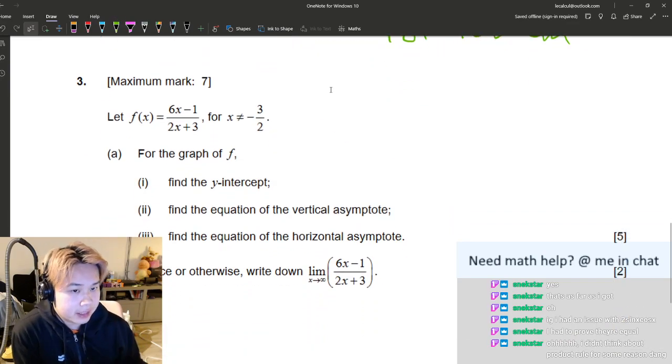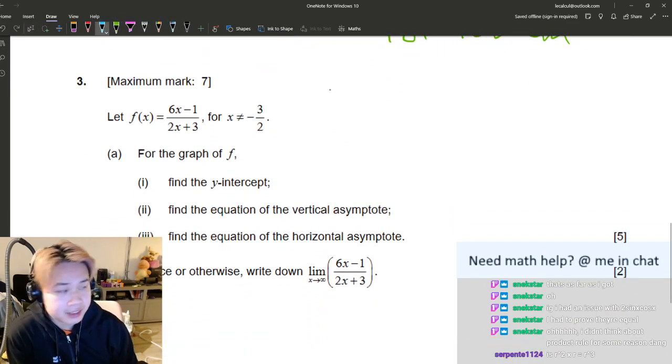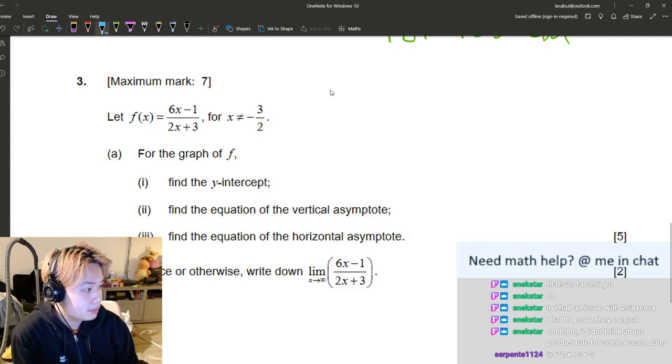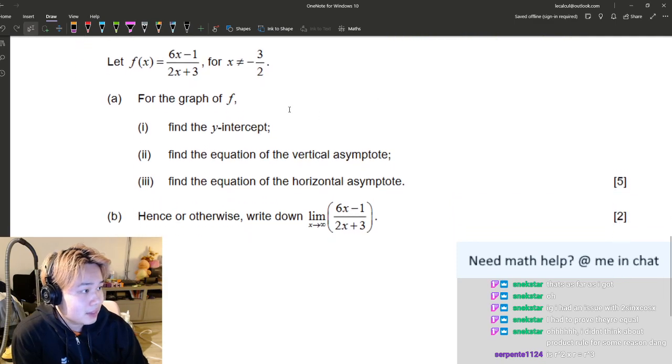Okay, next we have a rational function. Yes, r squared times another r would mean r to the power 3. That's kind of what it means. So here we have a rational function. We can't have x be negative 3 over 2 because if we plugged it in, we would divide by 0 in our denominator. So what can we do?